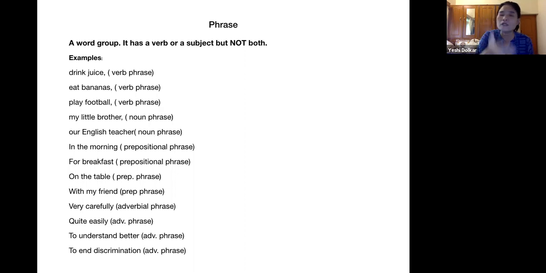Okay, so all of these have some meaning there. But they are either verbs or they are subjects, but you will see that you don't see a verb and a subject both in one phrase. So that's why it's called a phrase.